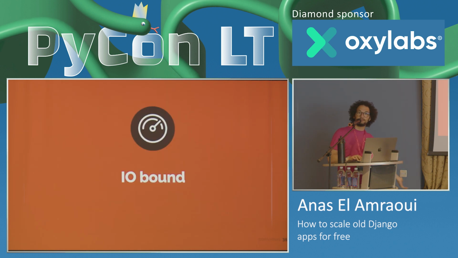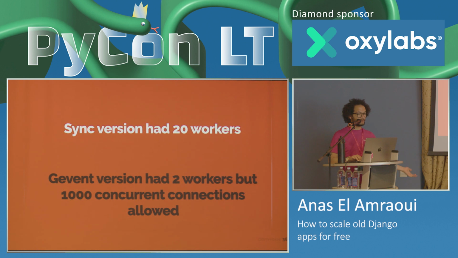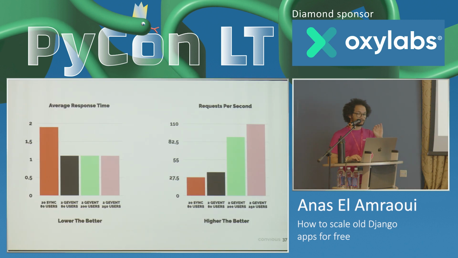Let's look at the IO bound results. We have a sync version of Unicorn, which has 20 workers, and the gevent version has 2 workers with 1,000 concurrent connections allowed. We are not going to go that far, but you will see the difference much earlier. But it's very important, 10 times less memory. And these are the results.